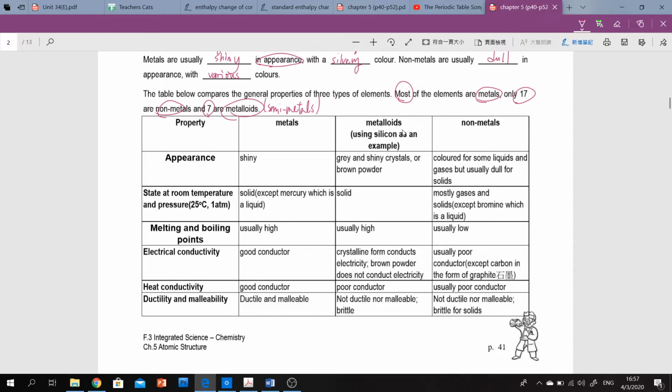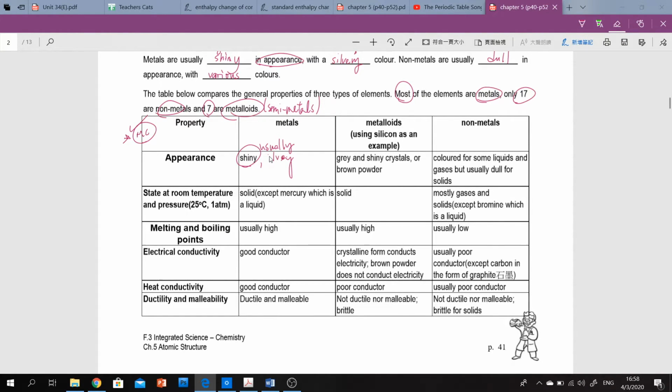You may see the table. I would ask you to memorize it, and especially I will ask about it in multiple choice questions, so you get to know some very special cases. First of all, metals are shiny. Compared with the metalloids, they are usually silvery. Could you please mark it: usually silvery.